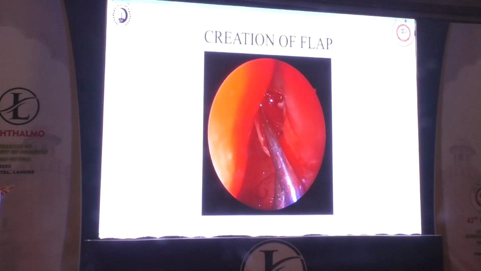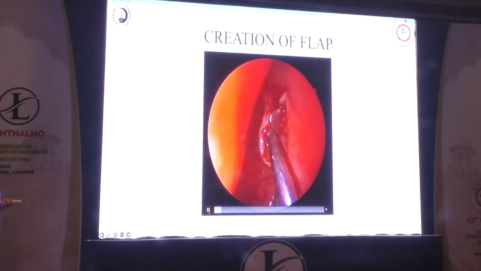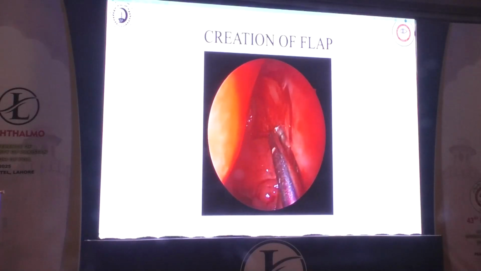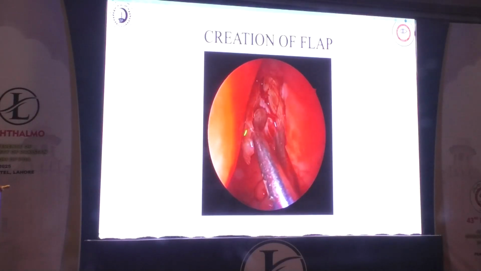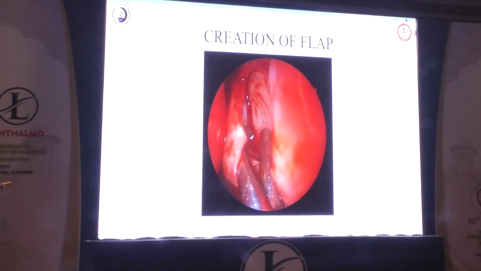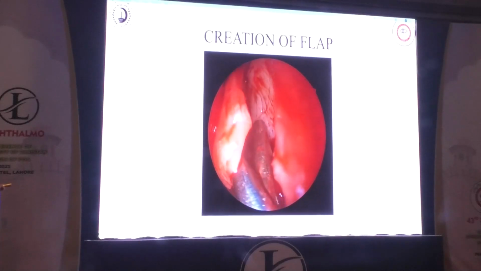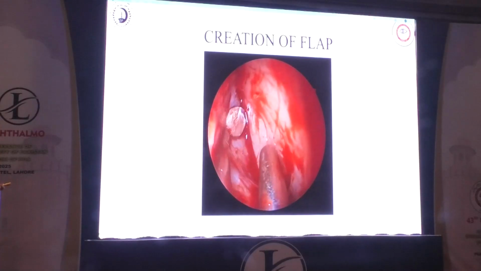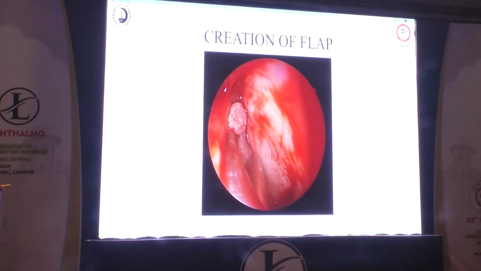The next step is the creation of the flap. Mostly we use the Freer elevator, or you can also use the frying pan. This is a very important flap. We have to raise this flap, and it must be preserved to cover the ragged or sharp edges of the bone later on when you open the sac and remove the bone. So you have to preserve this flap. It is a very important flap. I will show it in the next slides.